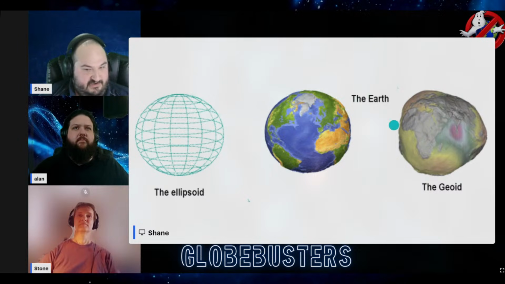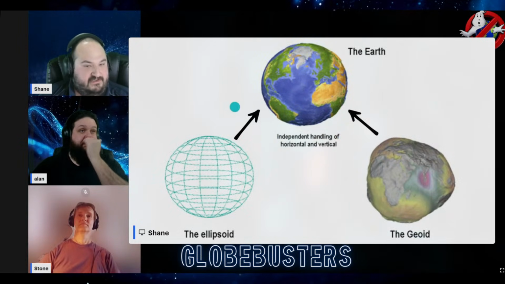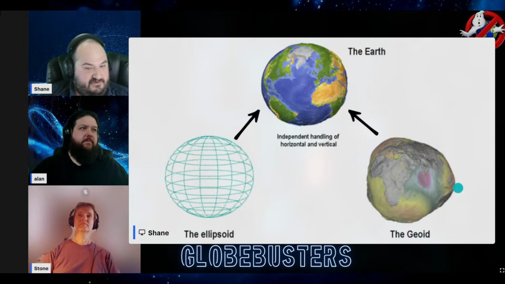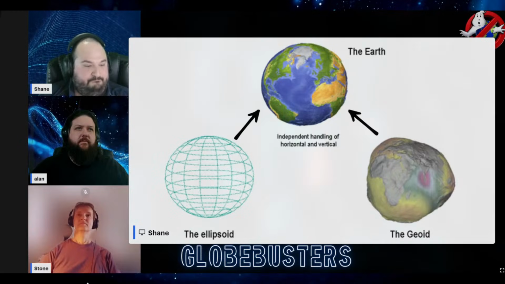So again, geoid plus ellipsoid gives you the datum, meaning that they would actually look like this. You can't have this without your geoid and ellipsoid models being shoved into them.